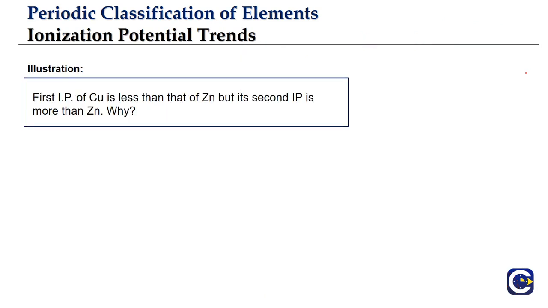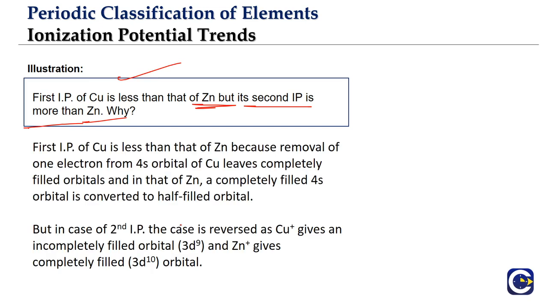We look at this question. The first ionization potential of copper is less than that of zinc, but its second IP is more than that of zinc. So the first ionization potential of copper is less than that of zinc. We have seen that. But the second ionization potential is more than that of zinc. We need to explain why. Whenever we have these kind of discussions, it is always about the stability of the electronic arrangement.